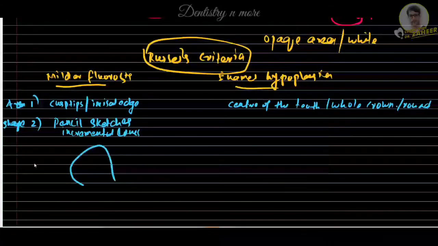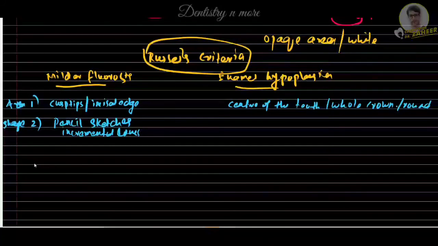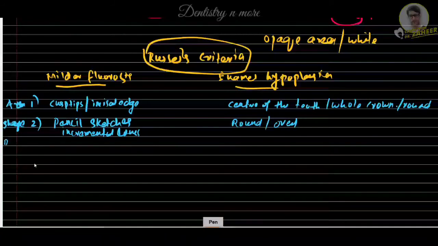Because if this is a tooth, you can see these white lines, whereas in hypoplasia this white area will be seen like this. So this is fluorosis and this is hypoplasia. That is the shape: here it will be round or oval. So area, shape. After that we have demarcation.